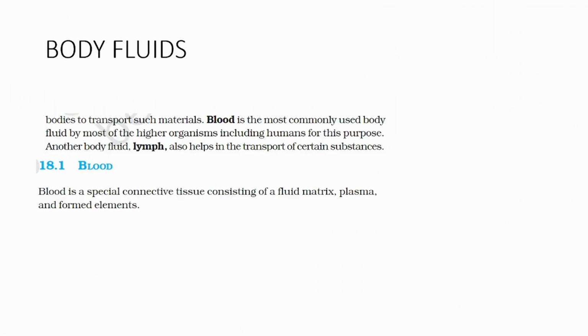Welcome to the revision series of human physiology. First, we have body fluids and circulation. This is an important topic, and this chapter is divided into three parts. First will be body fluids, then it will be blood groups, and then the circulation part, in which we have structure of heart, systemic circulation, and then we have portal circulation.